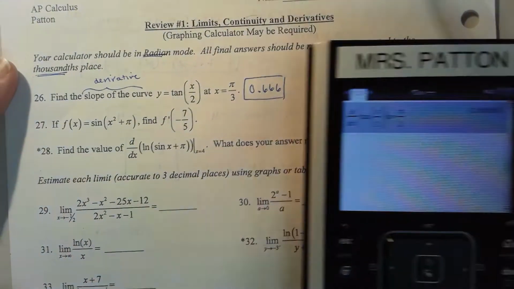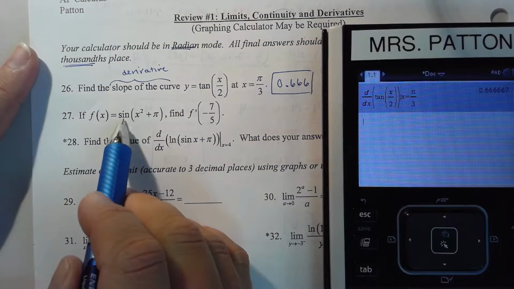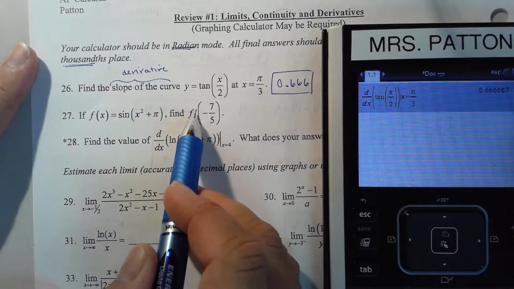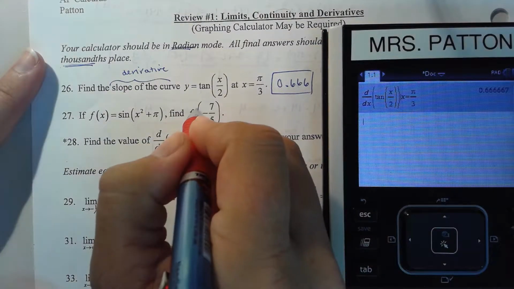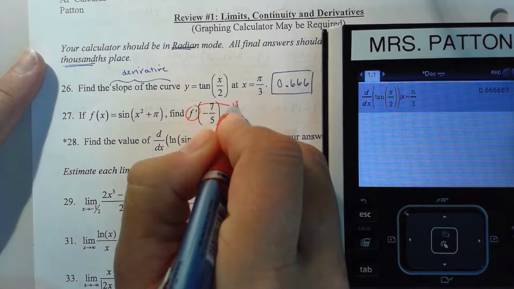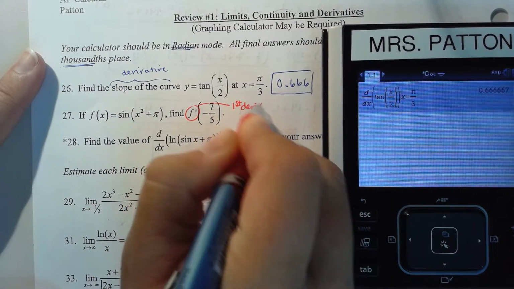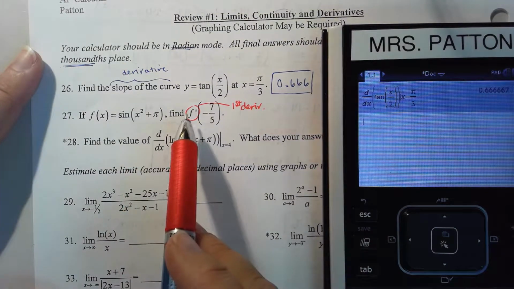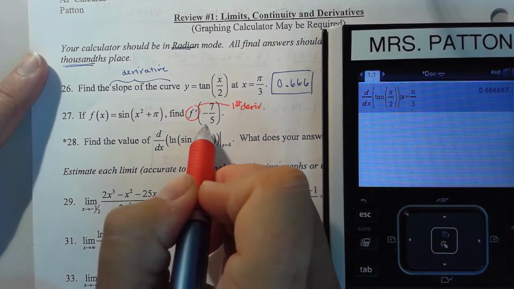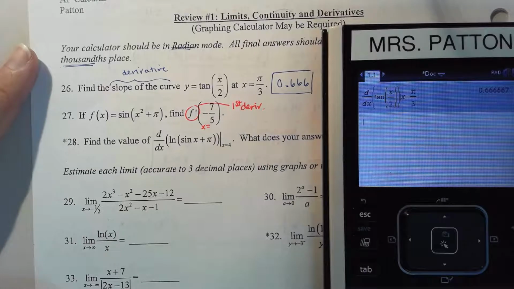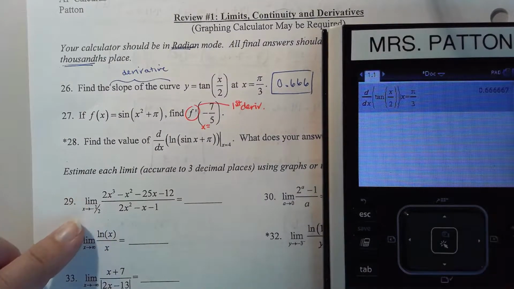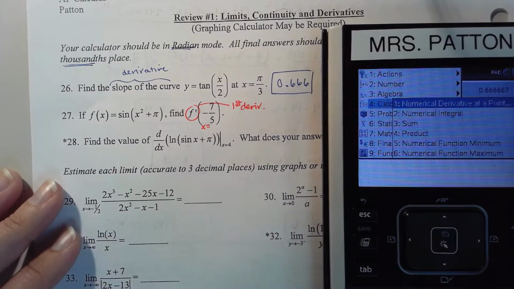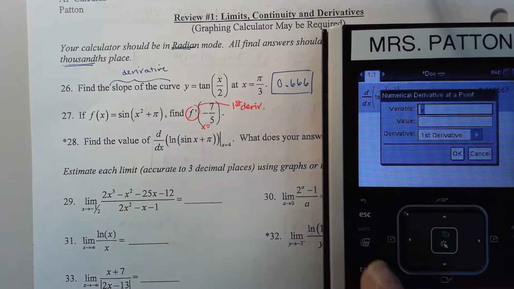So the next one says, here's a function. Find f prime of -7/5. F prime means the first derivative, and they would like me to find the first derivative at this x value. So it's the same question as number 26. It's just formatted a little bit differently. So I am again going to go menu 4.1. Our variable is x. Our value is -7/5.